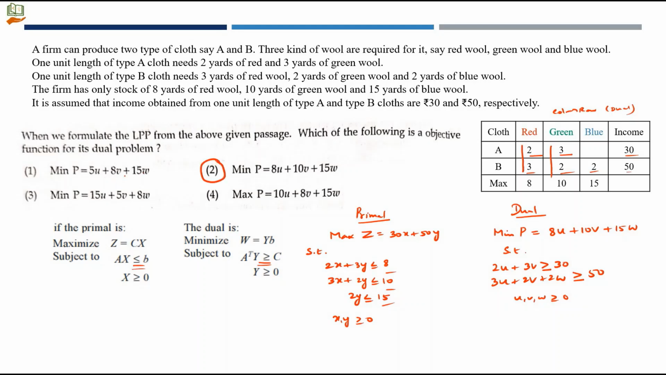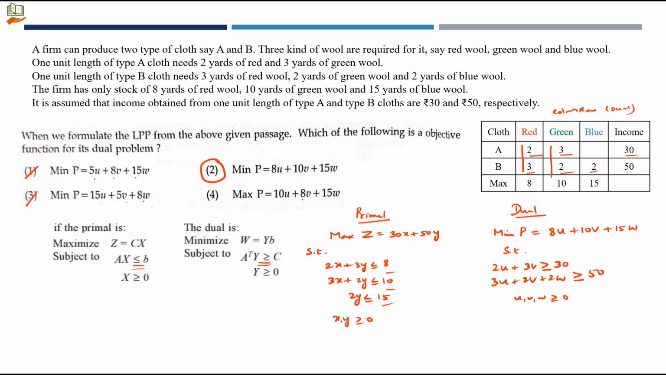Let's check the other options. 5, 8 and 15. The values are actually 8, 10 and 15. There is no value called 5. Option 1 is ruled out. 15, 5 and 8. I don't know from where they have mentioned 5. So this is also ruled out.